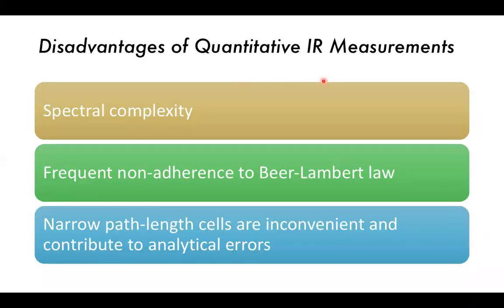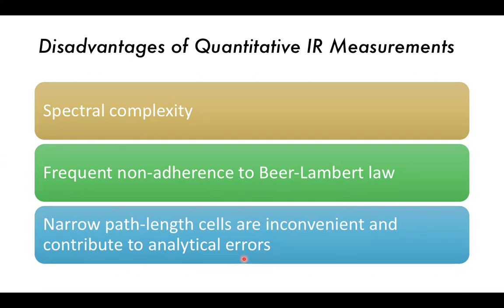Disadvantages for quantitative IR measurements are the spectral complexity. So there's a lot of peaks present, and the frequent non-adherence to the Beer-Lambert law. So it's not always going to be linear with regards to concentration. The narrow path length cells are inconvenient and contribute to analytical errors. So oftentimes the concentration of our samples in the FTIR is much higher than what we would use for the UV-Vis, which causes it to not adhere to the Beer-Lambert law.